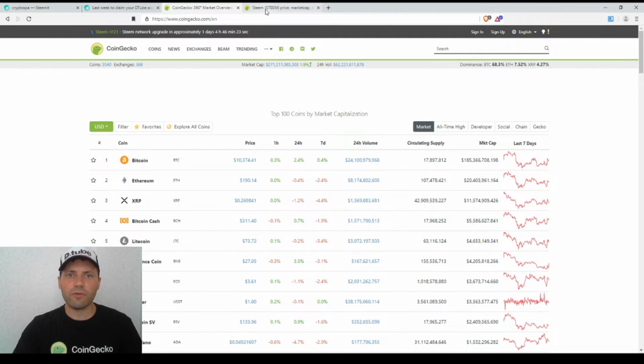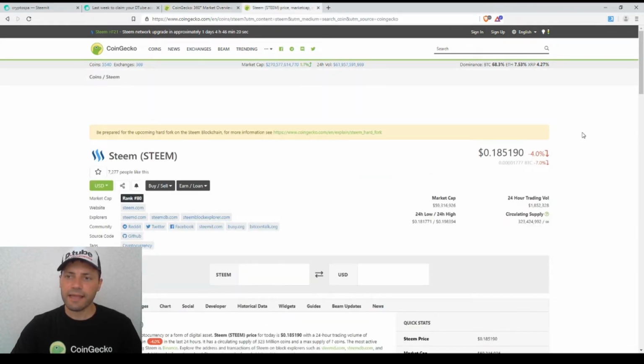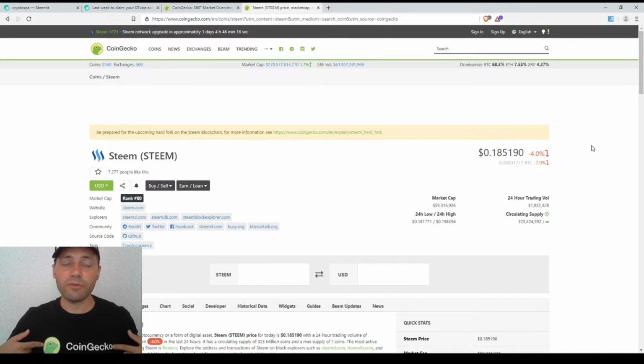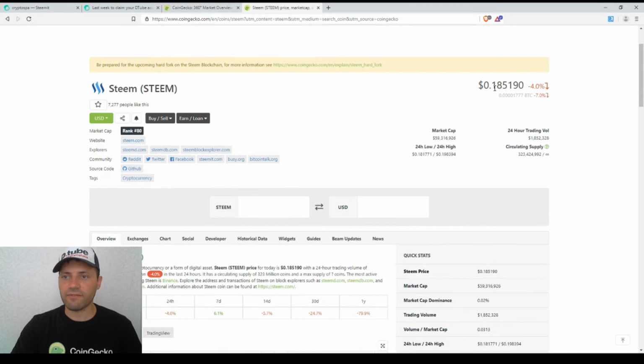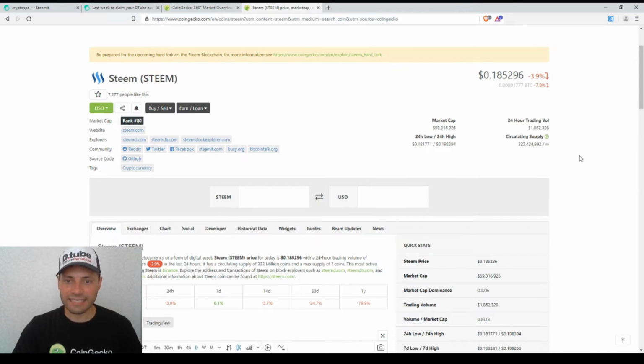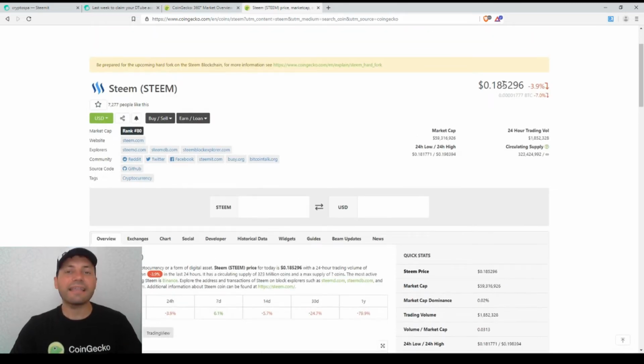And now let's have a look at the price of Steem and analyze its price chart, once again according to the beautiful site of CoinGecko. At the moment Steem is trading at the level of 18 cents, 0.51296. So 18 cents and a half.